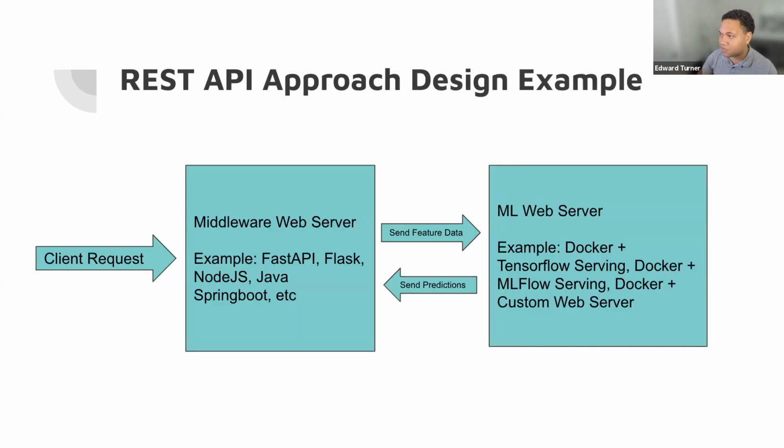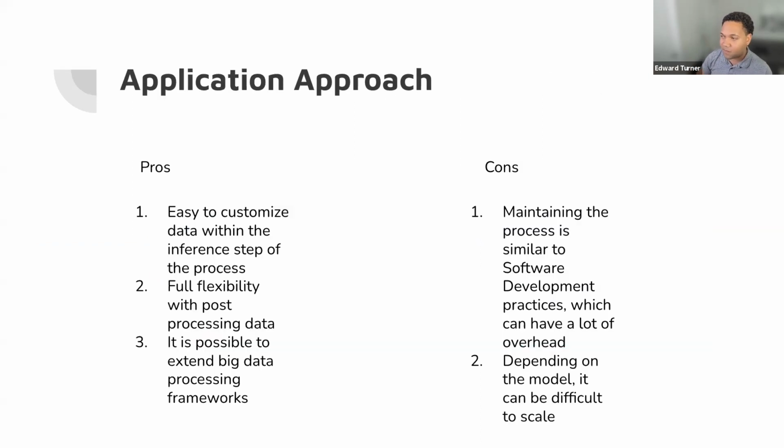This is an example diagram where you have a client request, you have your web server, a middleware web server that may change the data a little bit, send it over to the ML web server and send it back. And so this is something that is a common pattern. You don't sometimes need the middleware server if you're doing a pure custom web server with Docker, but this is a pattern that you normally would see here.